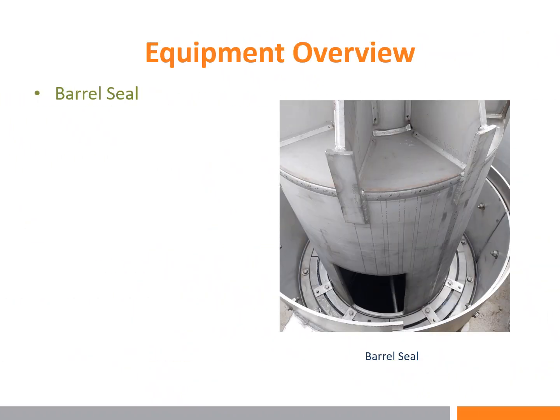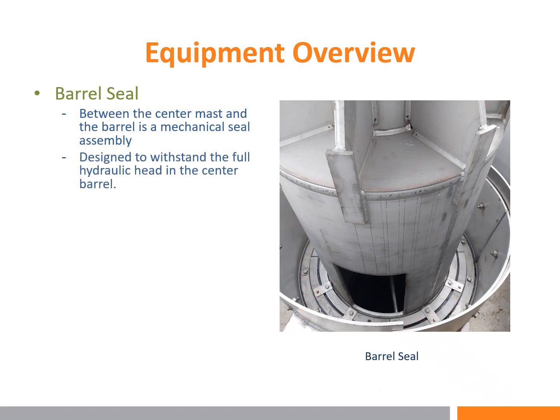Since the center mast is stationary and the barrel rotates, we need to have a mechanical seal to keep the influent inside the barrel as it rotates. Between the center mast and the barrel is the mechanical seal, which is pictured right here. This is designed to withstand the full hydraulic head in the center barrel.